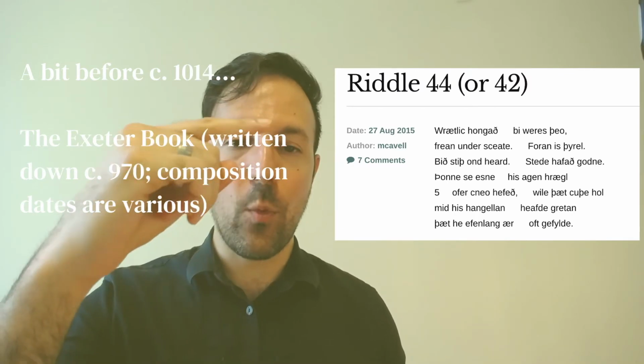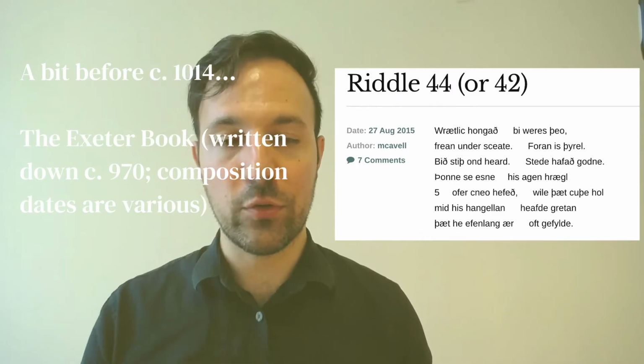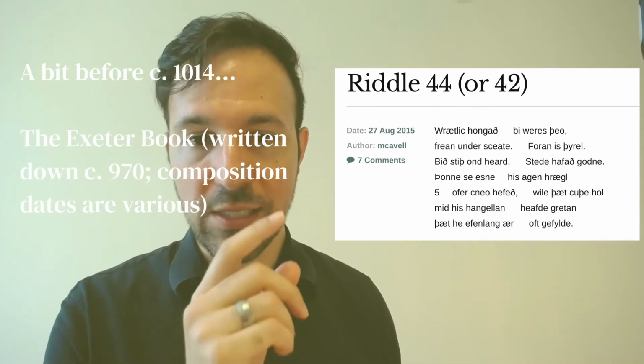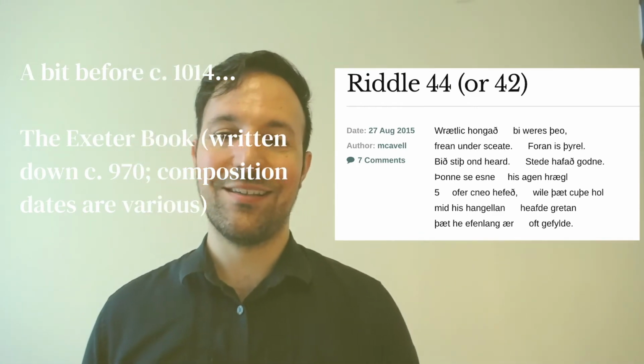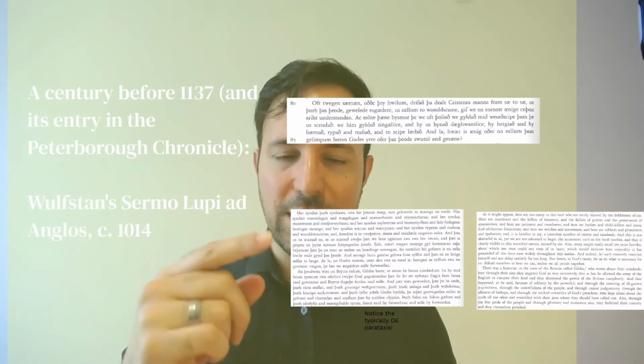Ratlich hongath bewares theo, freyan under sheata, foran is thirul. Notice those thorns and eths. Be stith und herd. Right? What English looked like in circa 1014.